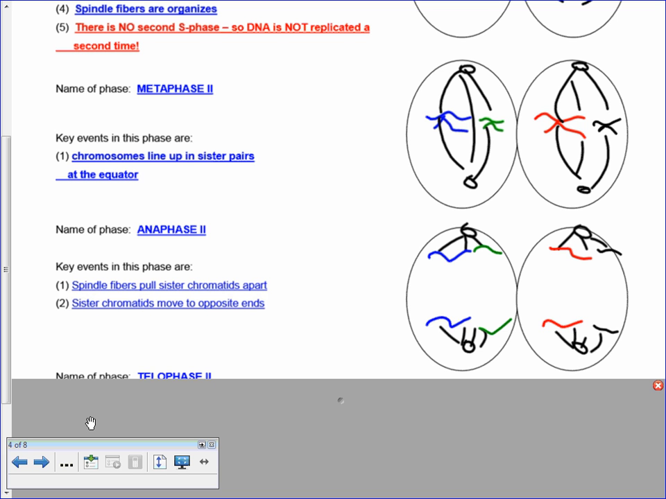So in this case, in the first cell, one long blue chromosome is going to one end. The other long blue chromosome is going to the opposite end. One short green is going up, one short green is going down. Same thing is happening with the red-black combination in the second cell. So just like in mitosis, we are separating the sister chromatids. So metaphase 2, anaphase 2, identical to what happens in mitosis.